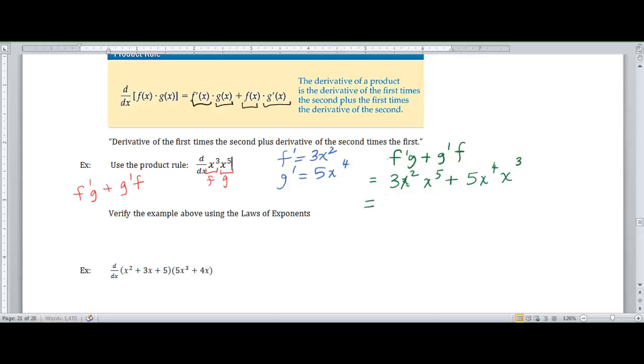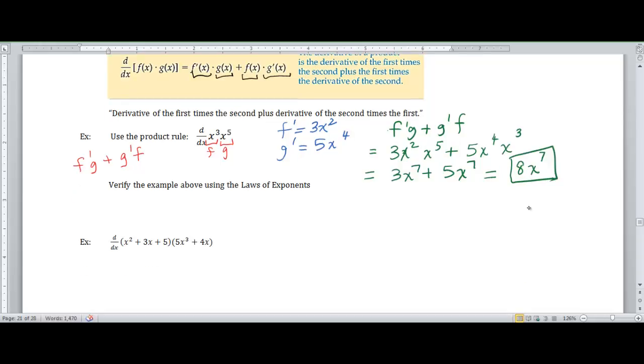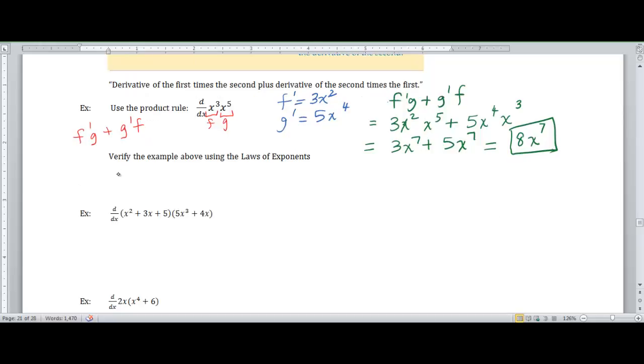Then we're going to distribute, so we get 3x to the seventh plus 5x to the seventh, and then you combine and you get 8x to the seventh. So that is our final answer. Now we can verify this example by using the laws of exponents. The derivative of x to the third times x to the fifth is the derivative of x to the eighth. And we know how to take the derivative of x to the eighth. Remember, the power comes out front, minus 1, as we did last time. So that's 8x to the seventh. You can see that these answers match.